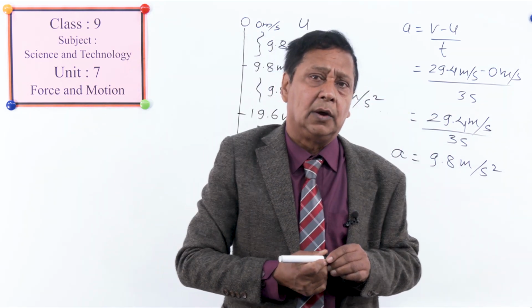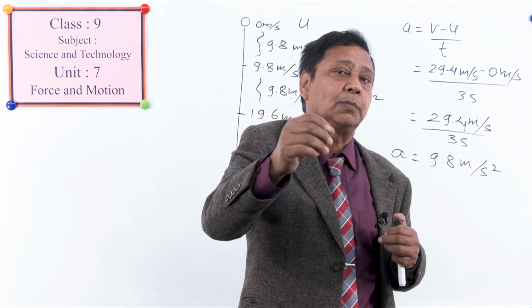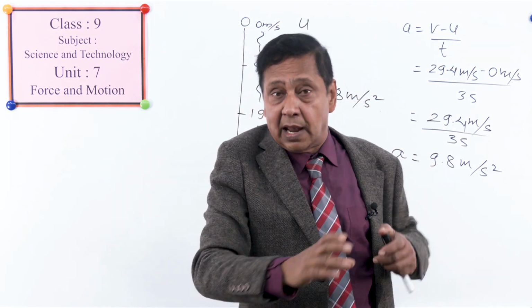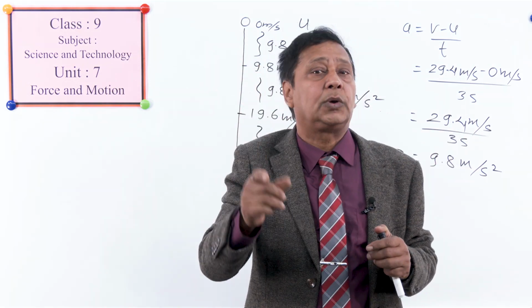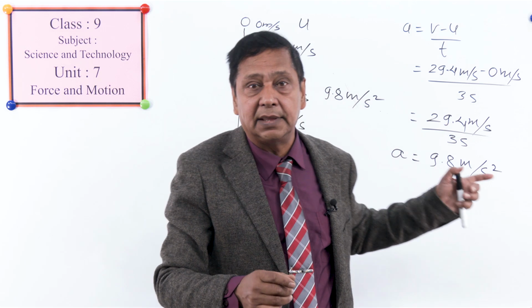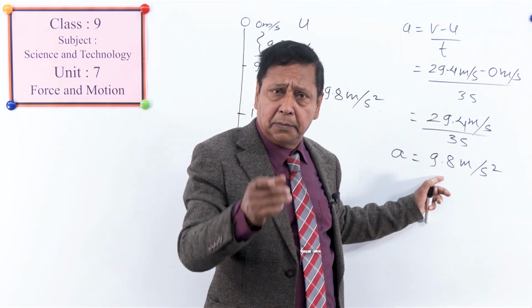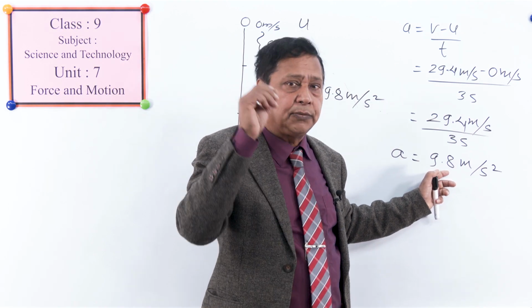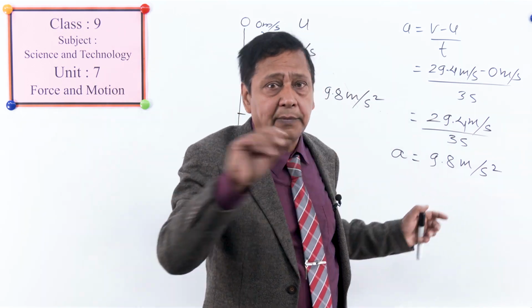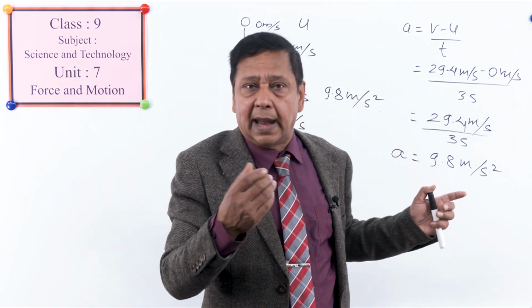What is the conclusion? When a body is dropped from a certain height, every second its velocity goes on increasing. And if every second velocity goes on increasing, then acceleration is produced on that body. And this value is 9.8 meter per second square. But a question is there: without force, a body never accelerates. This is a very meaningful understanding about acceleration.